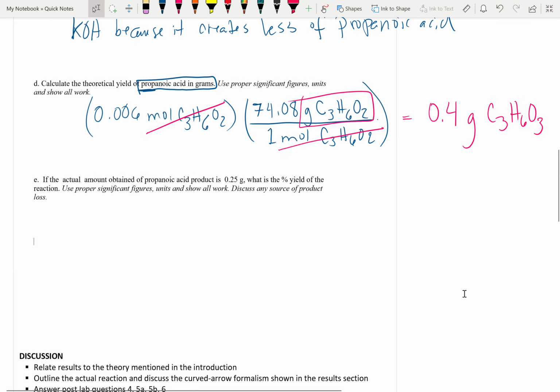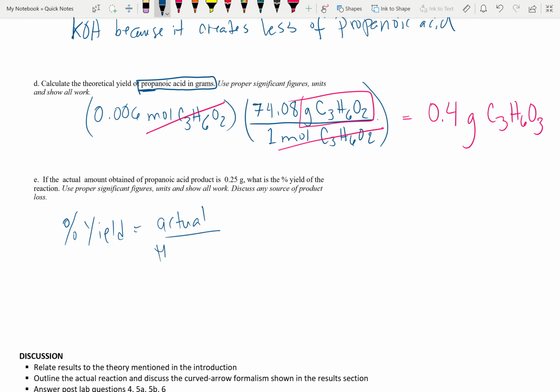So how we do the percent yield is that percent yield is actual over theoretical, and that will be, the actual is given to us, 0.25 divided by 0.4, and you multiply by 100 to get percent, and you will get 63% in the correct significant figures.